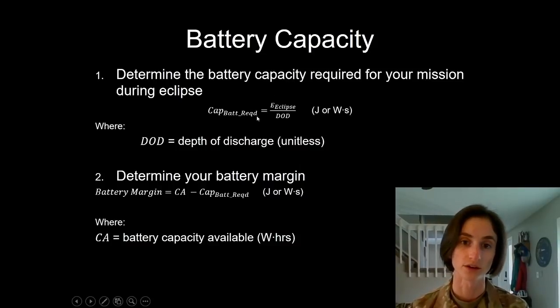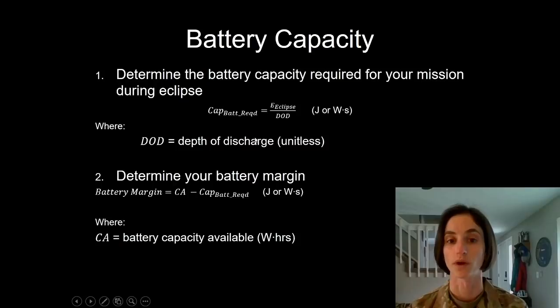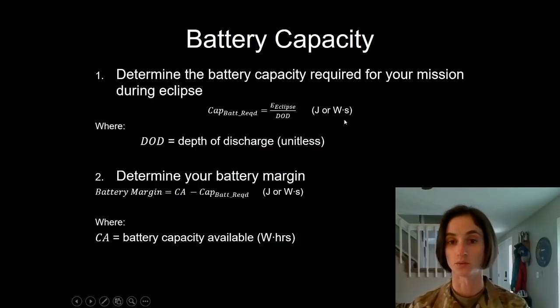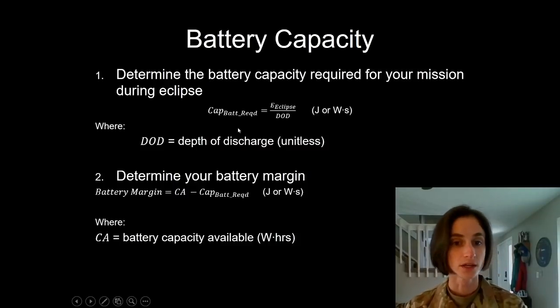Again, you get that REQD here, that means required. To find out how much battery capacity you need, you're just going to take the energy in eclipse. Remember, that's energy, in watts times seconds, and divide it by the depth of discharge. You'll end up with a battery capacity in watt-seconds, which is the same thing as a joule. Oh, by the way, depth of discharge is a unitless number, it's just a percent. So if it were 25%, you would put in 0.25 right there.